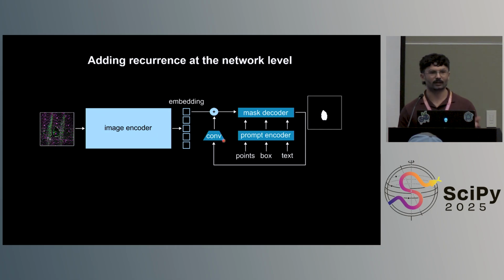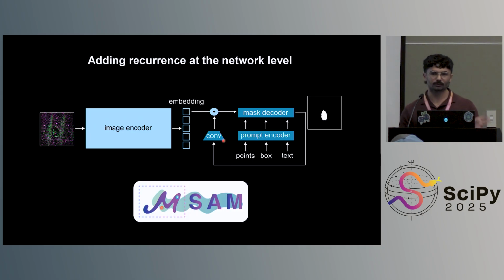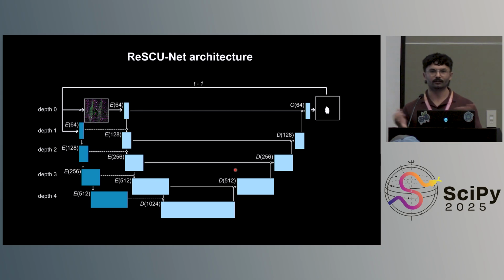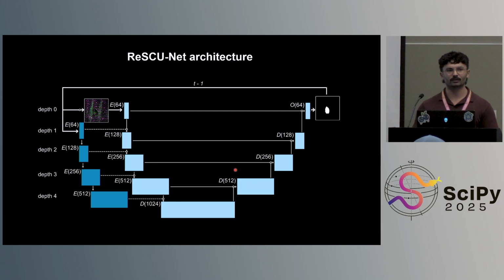Now, SAM is a large transformer-based model originally trained on over 1 billion natural images. And there also exists a version of SAM called microsam, which has been retrained on microscopy images. However, both SAM and microsam require a large amount of training data. So for scientists who are working on specialized segmentation tasks, it's simply not feasible to try to retrain these networks. And so that's why we created ReSCU Nets, which incorporate this recurrent prompting at the network level, but are built off of a UNet backbone to take advantage of the really low data requirements of convolutional neural networks.